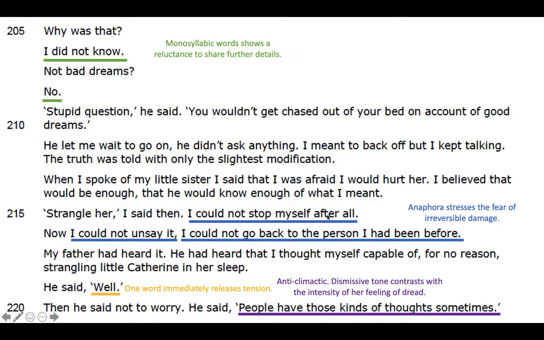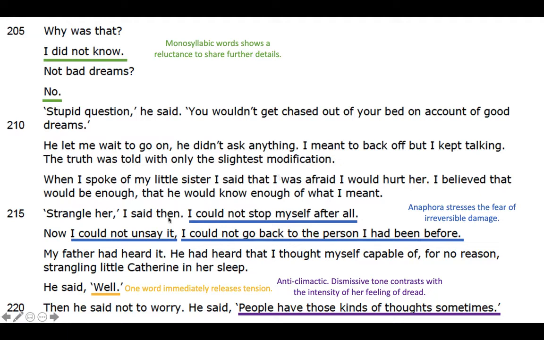"I could not stop myself after all. Now I could not unsay it. I could not go back to the person I had been before." So look at that anaphora, "I could not." It stresses the fear of the irreversible damage. So her fear is that her father is going to see her differently for admitting these thoughts that she has. And so she's immediately regretted it. Okay, there's no going back. I can never take this back now.